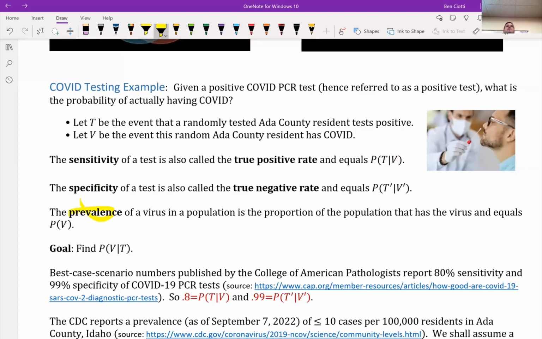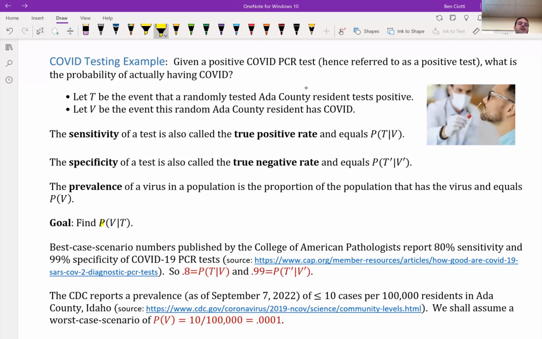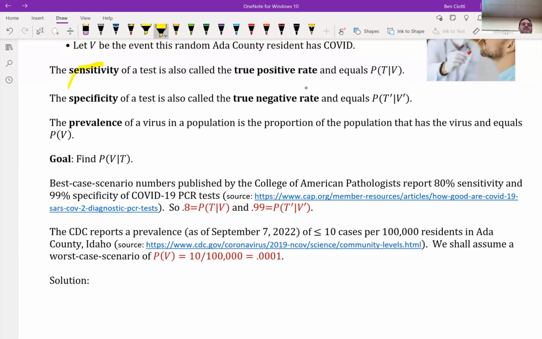Finally, the prevalence of a virus in a population is simply the proportion of the population that has the virus. So if we're choosing citizens at random, this is simply the probability that our random citizen has the virus. In other words, P of V. So what we want to find is the probability that someone who tests positive actually is positive, P of V given T.